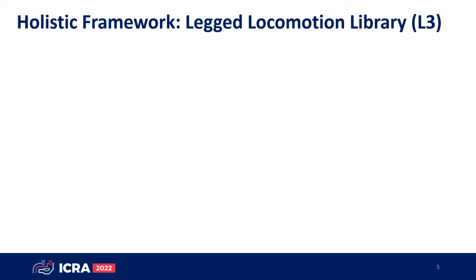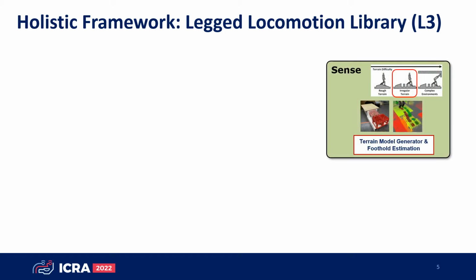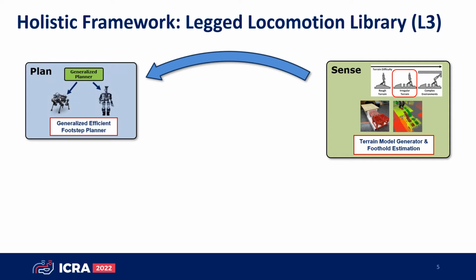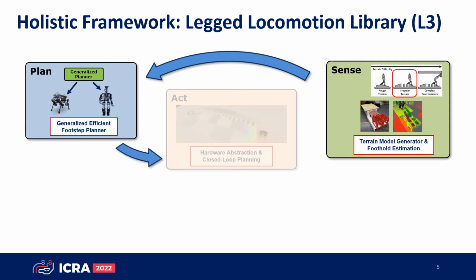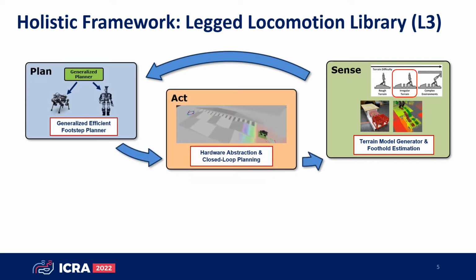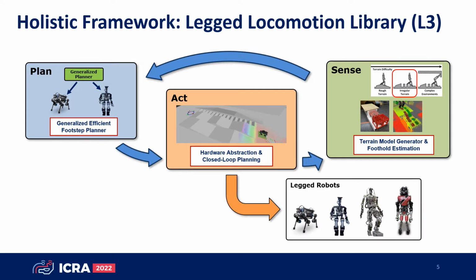In this work, we present a new holistic approach named Leg Locomotion Library, which includes important tools for generating suitable terrain models, planning feasible sequences of footsteps in challenging terrain, and finally bringing them into execution. Our main goal is to create a framework that can be used by many different legged robots.